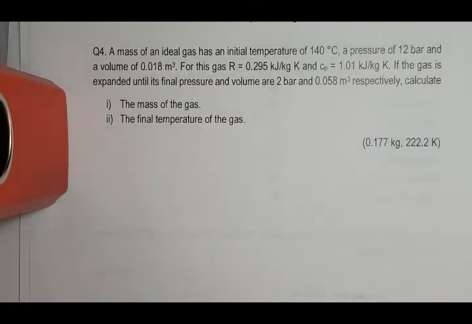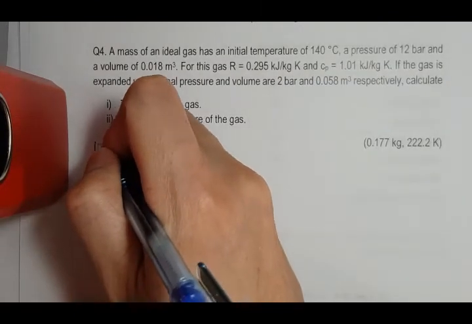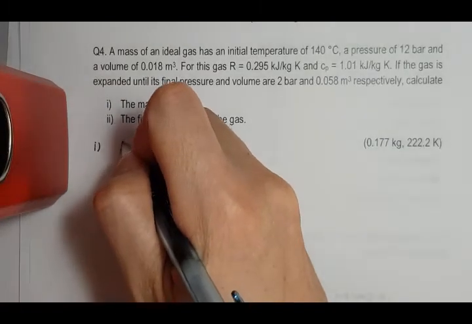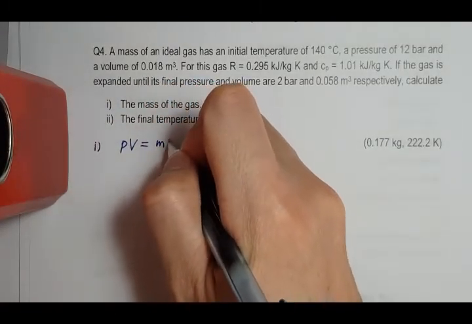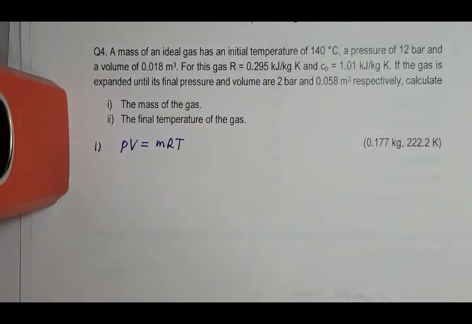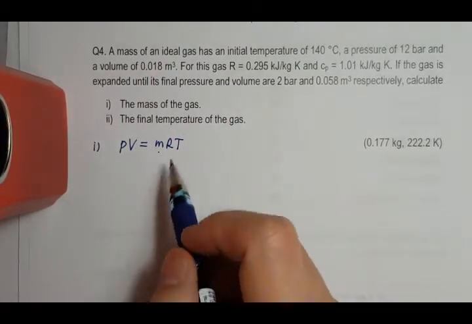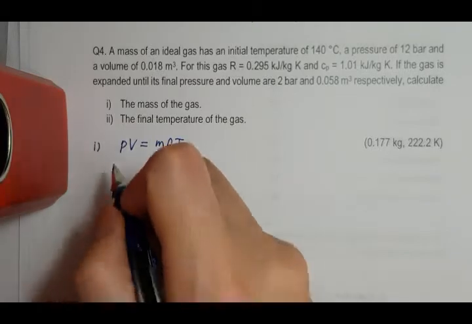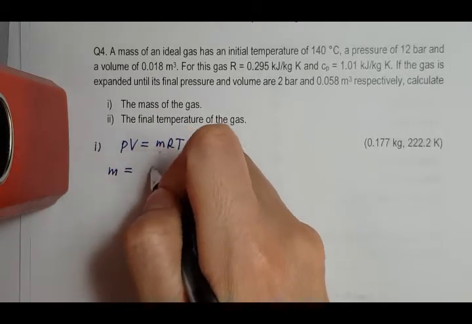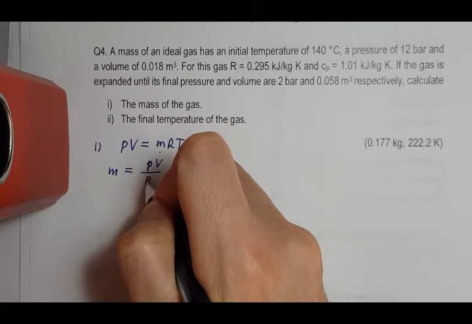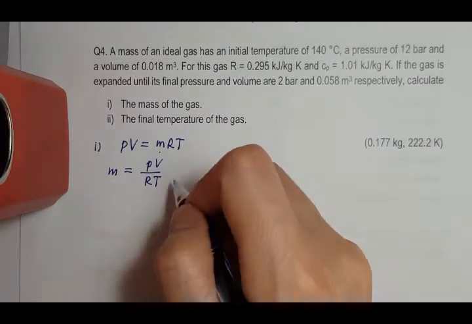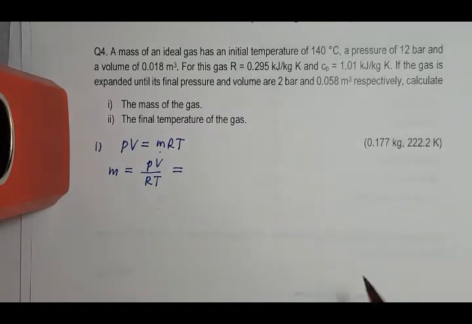Okay, so again we're going to use the ideal gas equation in the formula sheet. So first of all, I'm going to write PV is equal to mRT. In this case we're going to calculate the mass of the gas, m, and then I'm going to divide RT on both sides so that I have PV over RT.